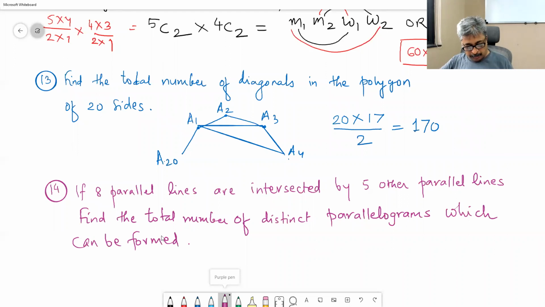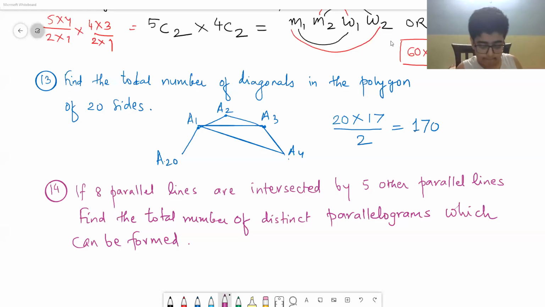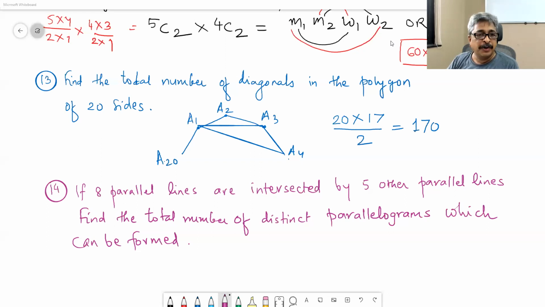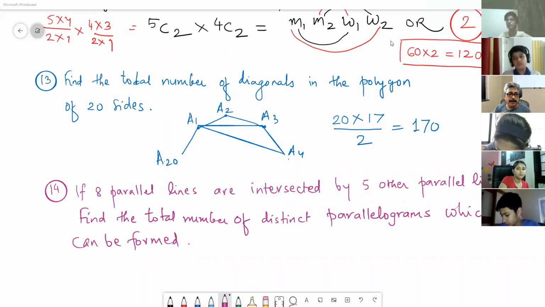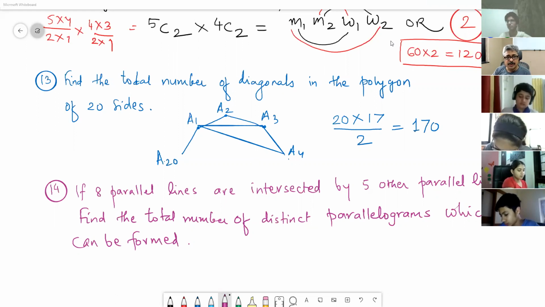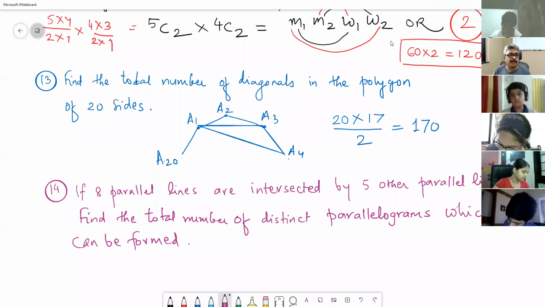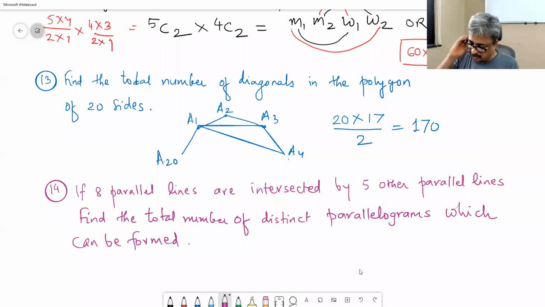Sir, what does distinct parallelogram mean? You can always convert it into a smaller problem, solve it, count it, and actually explain this problem. It is simple because it is a choose notation problem.